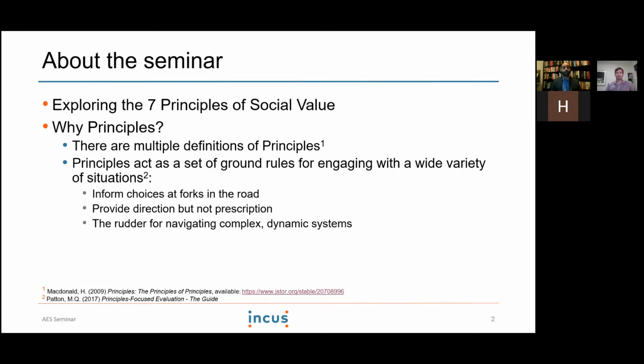They provide direction, but not prescription. They'll never give you the specific action or the final answer, but they help provide some consistency around your decision making and help provide a rudder for navigating those complex dynamic systems. I really think that in any professional practice, you're obviously going to have rules and methodologies and you should follow them, but you should also retain that flexibility and responsiveness to have a set of principles. And so today we're going to talk through the 7 principles of social value.